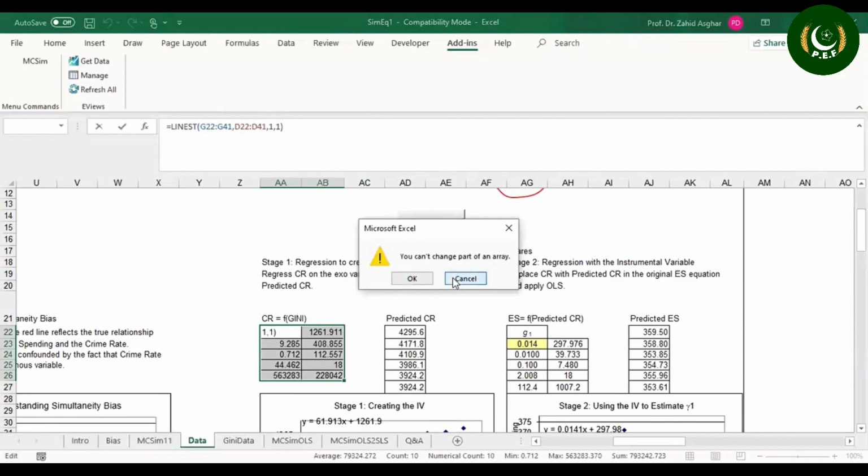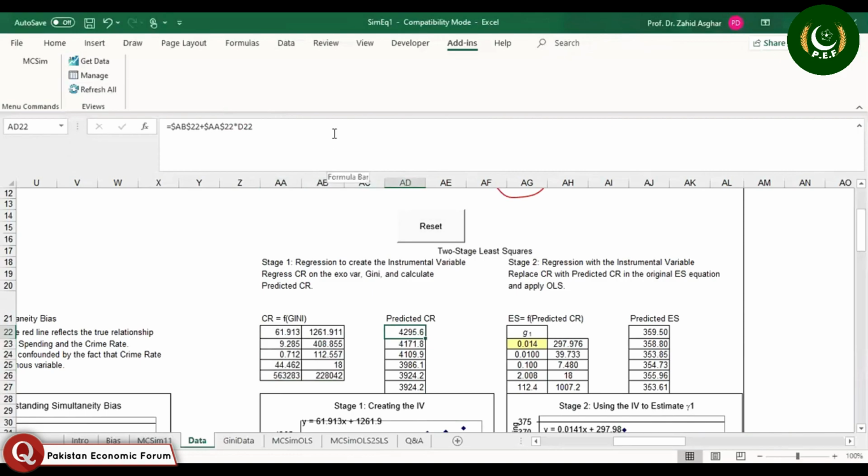And what are these predicted values? Look here. This is your intercept, the blue one, this pink is your slope coefficient, and our predicted value D22 is basically the Gini coefficient. So these are your predicted values. Instead of using crime rate values, we are going to use the CR hat value, X hat value, P hat value, so that it is that part of CR which is free of the epsilon, the enforcement spending error. So now at the second stage we are going to regress enforcement spending on these predicted values of crime rate instead of regressing on crime rate. And you see this coefficient is now very close to 0.02.